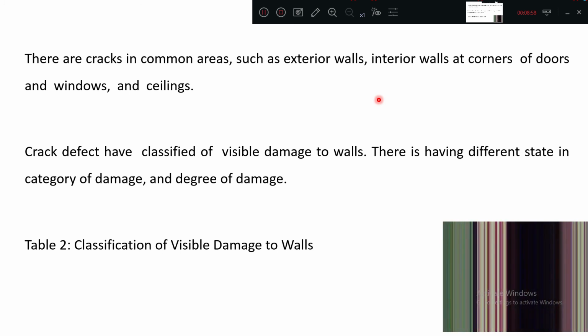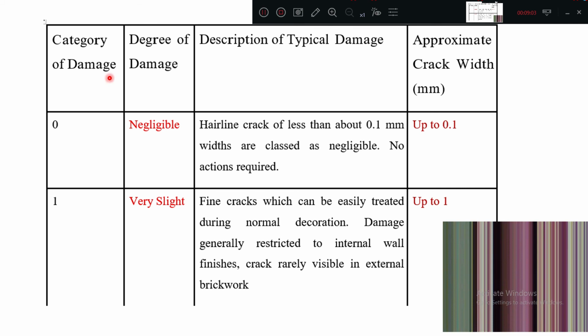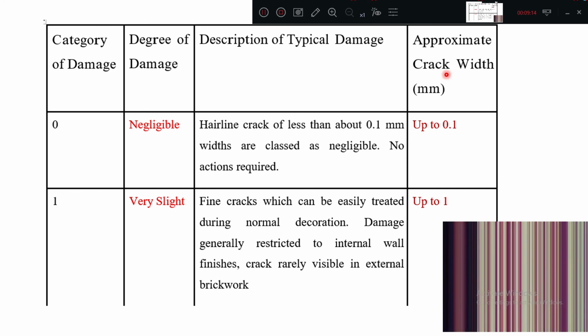Okay, table 2. The next table gives the visible damage to the walls. In this you can see the category, where they have given ranks. Degree of damage goes from least to highest. There is a little description of the damage, and the approximate crack width is given.